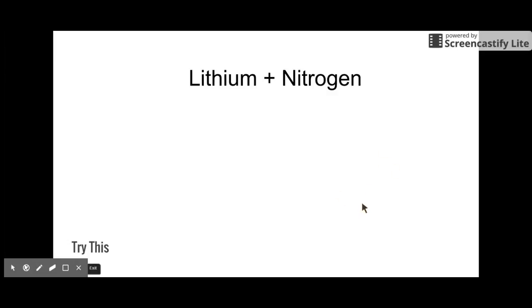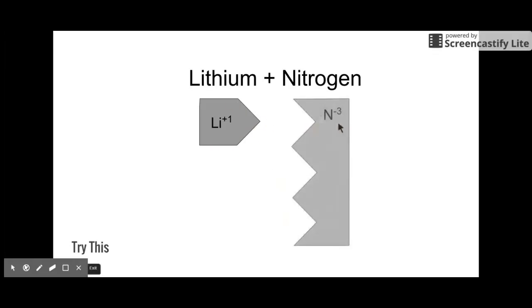So think about lithium. Lithium has a charge of +1. I'm going to use these puzzle pieces. This is kind of how I think of it in my brain. Lithium has a +1 charge. It kind of has one little jut here. Nitrogen, on the other hand, has a -3 charge. There's 3 places that can be filled with a negative charge.